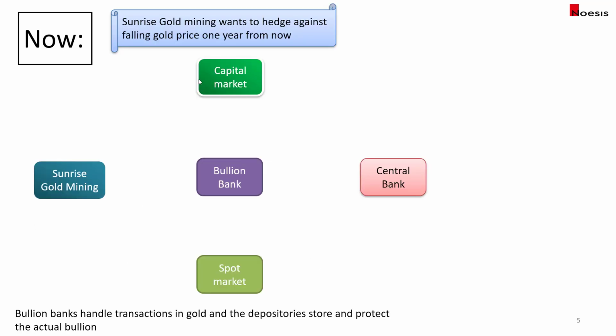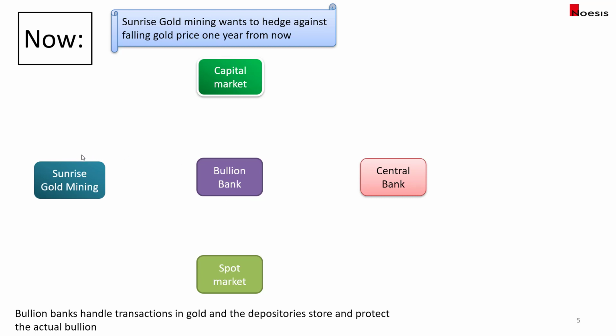So in this case, we have Sunrise Gold Mining, we have the bullion bank, and then of course there's also the capital market, the spot market, as well as the central bank. Sunrise Gold Mining wants to hedge against a falling gold price 1 year from now. The bullion banks handle transactions in gold, and the depositories store and protect the actual bullion.